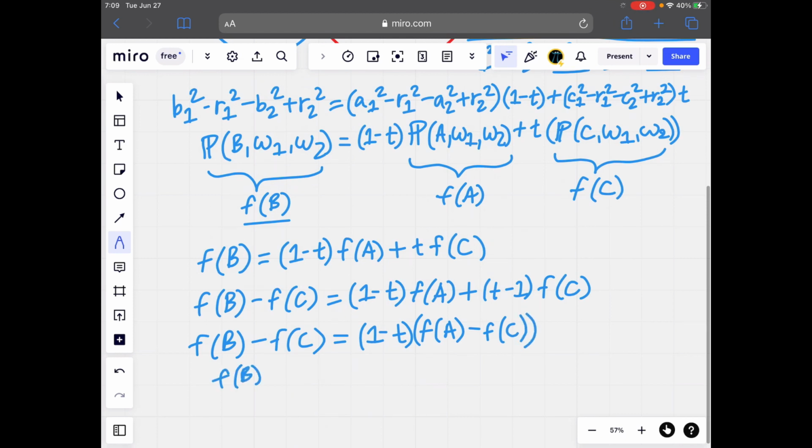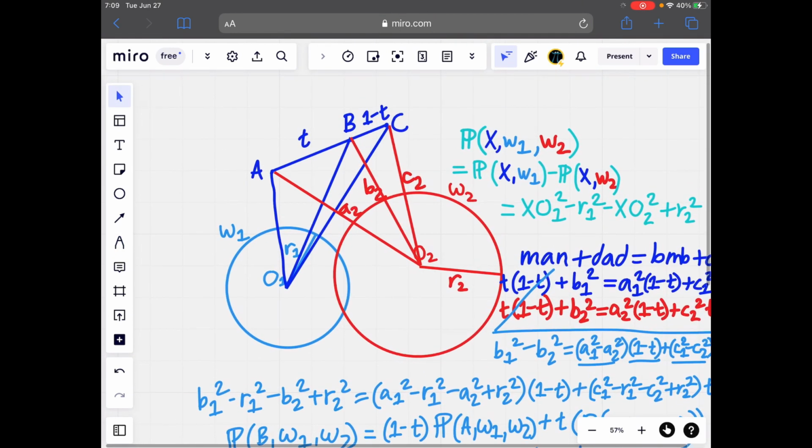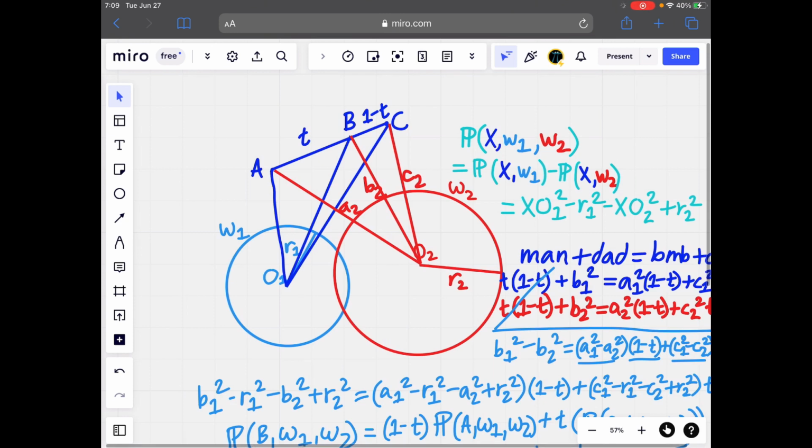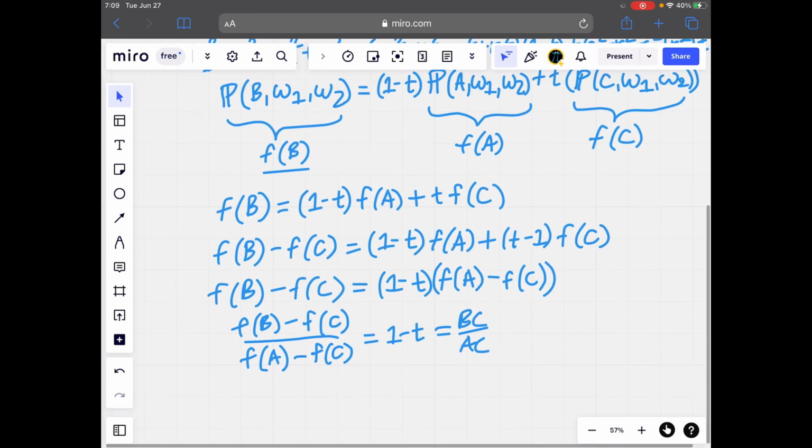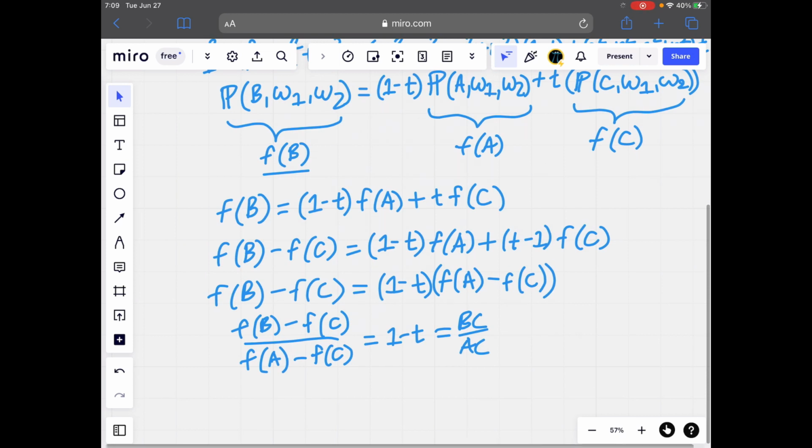So that means f of b minus f of c over f of a minus f of c is equal to 1 minus t. However, that's also equal to bc over ac. Because if we go here, bc is equal to 1 minus t and ac is equal to 1. So 1 minus t over 1 is 1 minus t. So f of b minus f of c over f of a minus f of c is equal to bc over ac. That means the function is linear and the proof is complete.